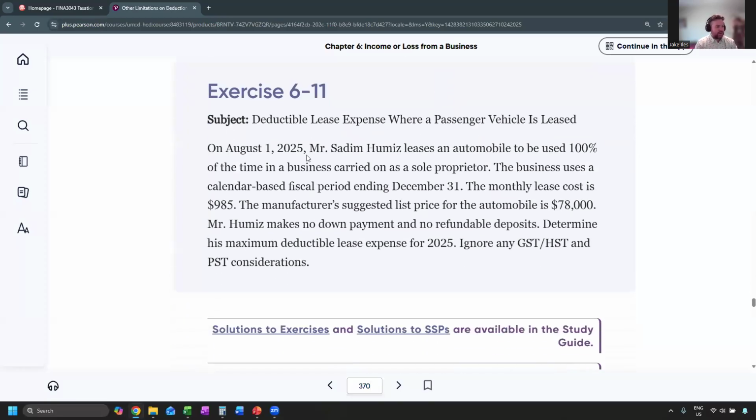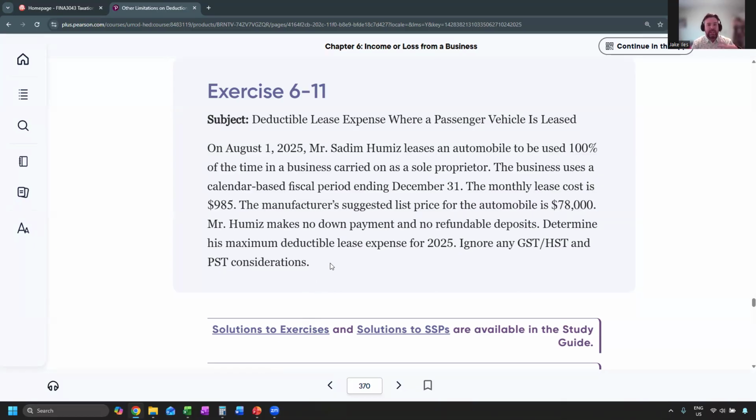On August 1st, Mr. Sadim Humiz leases an automobile to be used 100% of the time for business as a sole proprietor. The business uses a calendar-based fiscal year, so we're going from August 1st to December 31st. The monthly lease cost is $985. Manufacturer's suggested list price is $78,000. Mr. Humiz makes no down payment and no refundable deposits. Determine the maximum deductible lease.